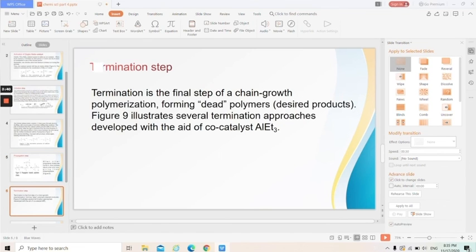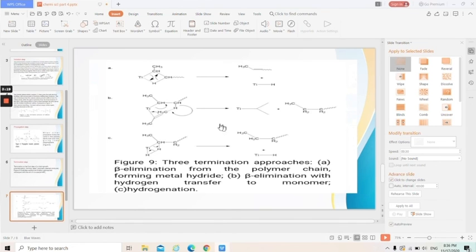And the last step is the termination step. Termination is the final step of a chain growth polymerization, forming dead polymers, which are the desired products. Figure 9 illustrates three termination approaches developed with the aid of the co-catalyst triethylaluminum.